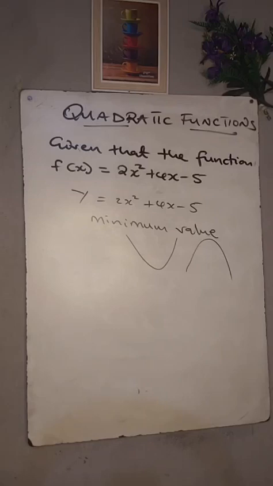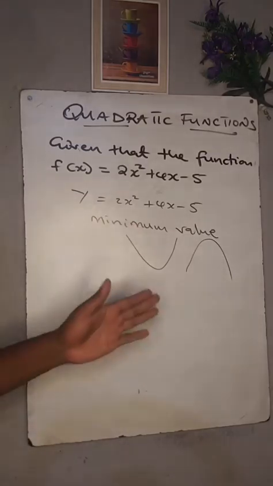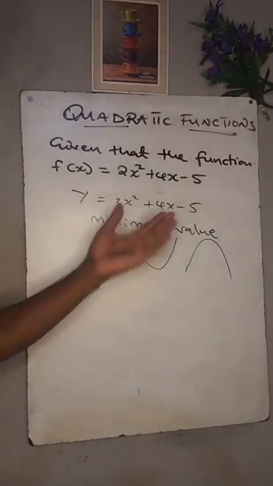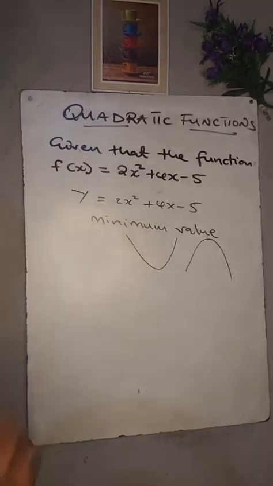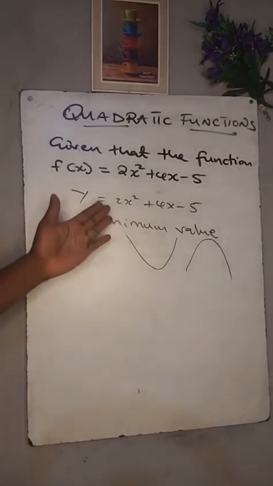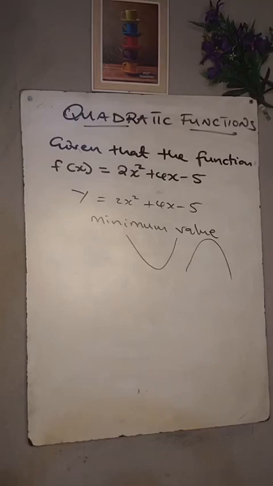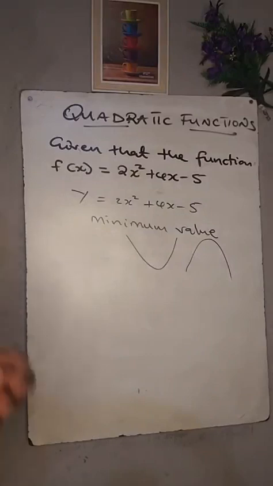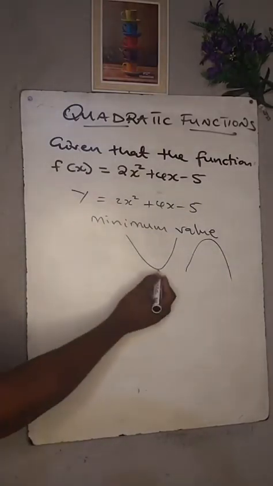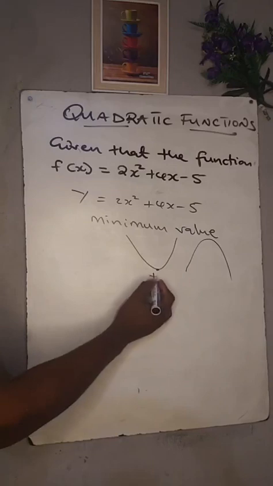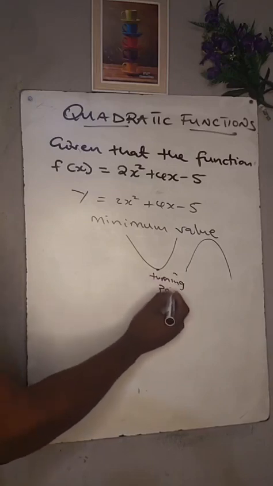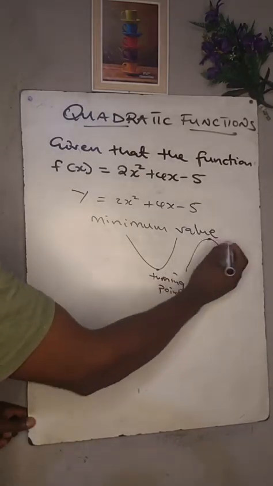So this is how you determine which function has a minimum value and which function doesn't have a minimum value. So you can actually tell by the nature of the given function. So let's say, how do you determine the turning point? Because now our graph has a turning point. So in this case, this is our turning point. And there is our turning point.